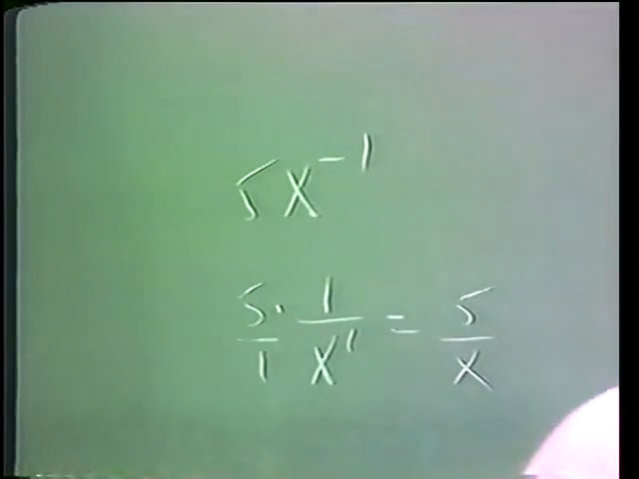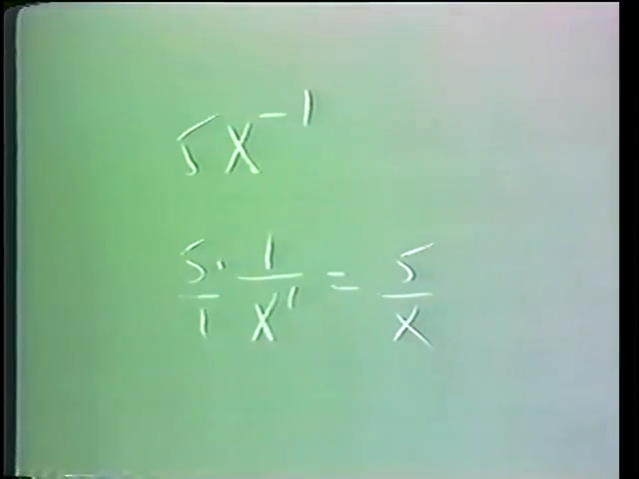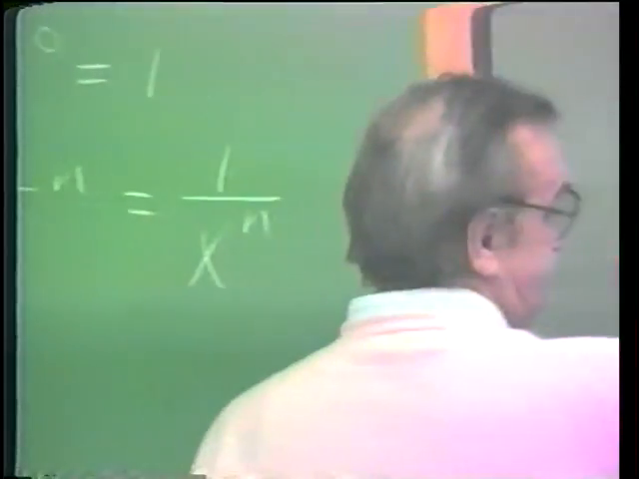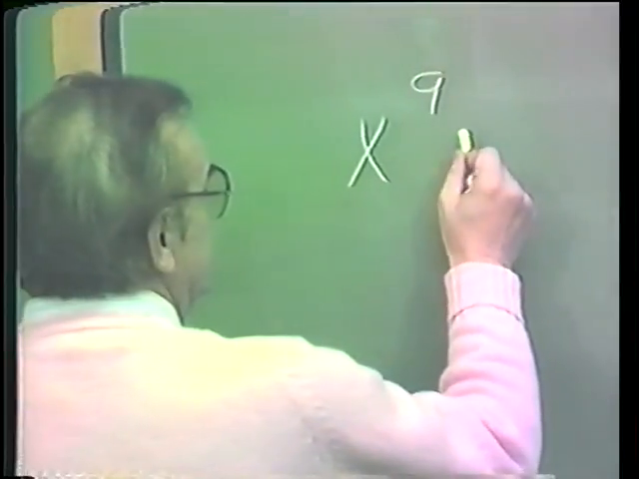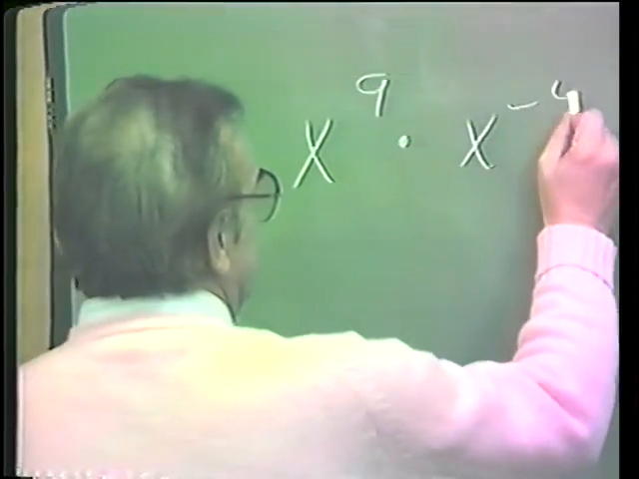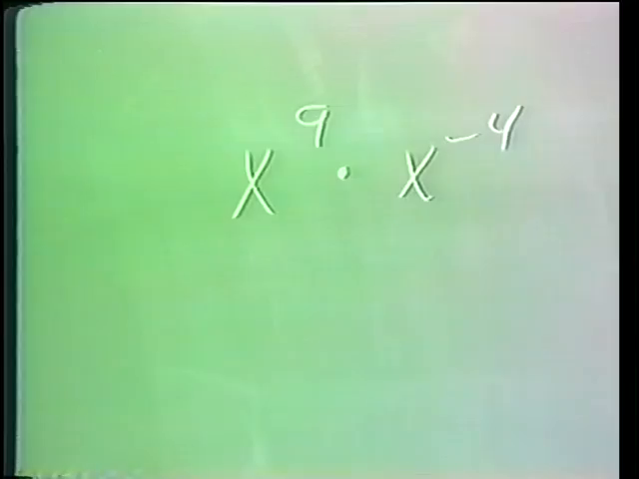Very good. Let's suppose we have this. X to the 9th times x to the negative 4th.